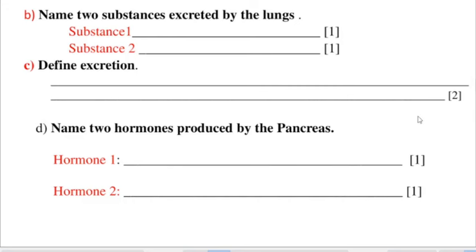So we now come to question B. Name two substances excreted by the lungs. The lungs excrete substances such as carbon dioxide and water vapor. The carbon dioxide is excreted through the process called respiration. So these are the two substances that are excreted by the lungs.